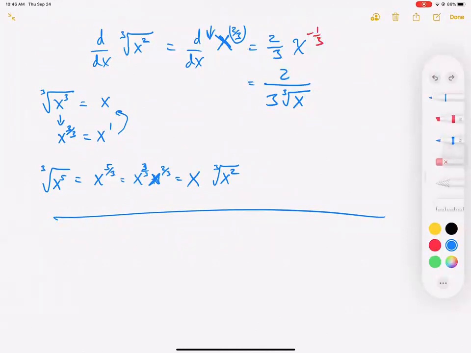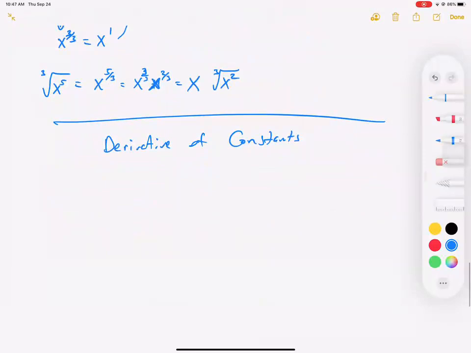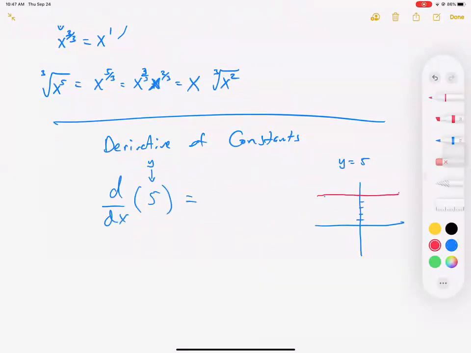All right, so our next rule is the derivative of constants. And these are just numbers themselves. Like, what is the derivative of the number 5? So I would like to say this a couple of different ways. Let's say this is y. The graph y is equal to 5. Let's graph that on the right side here. 1, 2, 3, 4, 5. Here's my graph of 5. That's y is equal to 5.